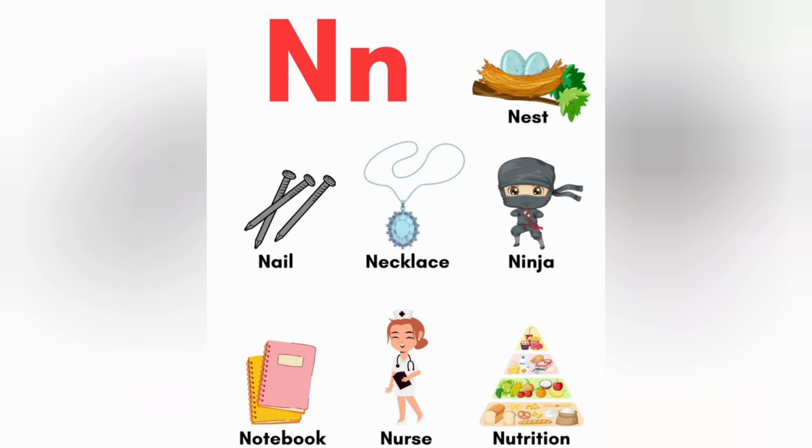This is letter N. N sound N and N for nest. N for nail. N for necklace. N for ninja. N for notebook. N for nurse. N for nutrition. Now let's repeat the letter with its sound.